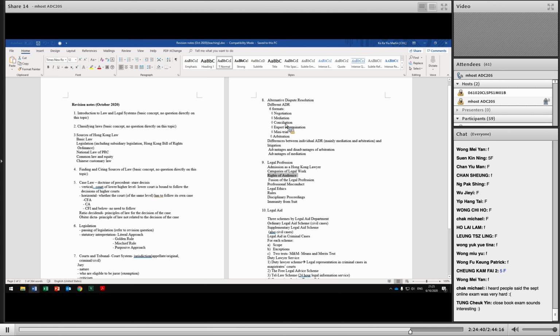Fusion, you have to know the pros and cons of fusion of the legal profession. Fusion means that we merge the branches of barrister and solicitor together, so that in the future there would not be two separate branches of the legal profession. Professional misconduct, for example conflict of interest, etc. You know that those who are guilty of professional misconduct will be subject to disciplinary action by the two different professional bodies of the legal profession.